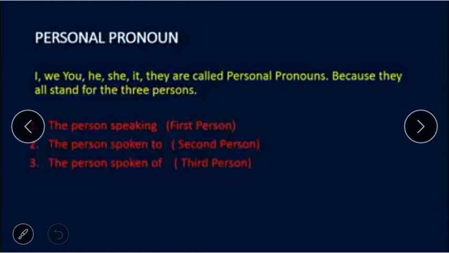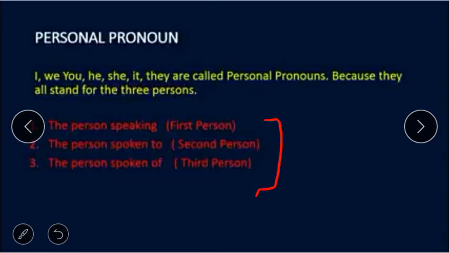They depend on the person, number, and gender of the noun. It depends on the person because they all stand for 3 persons. These pronouns stand for 3 persons. So it depends on the number of persons and gender. You know gender: male gender, female gender. So on that also it depends.